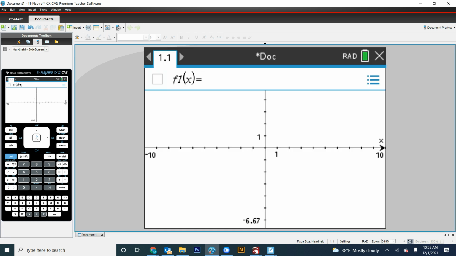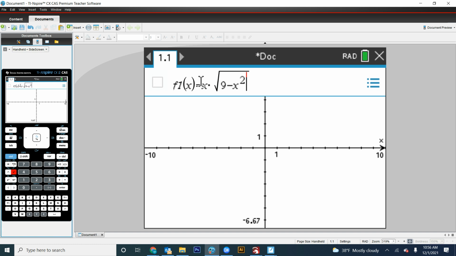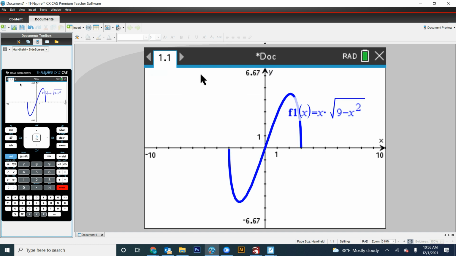Help me out. The original x times the square root of 9 minus x squared, right? Ooh, you are who we thought you were. You exist between -3 and 3. You're concave up on the interval from -3 to 0. You're concave down on the interval from 0 to 3. Do you agree? I feel good about that problem.